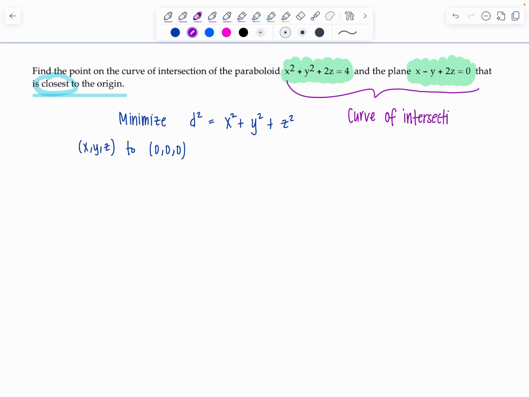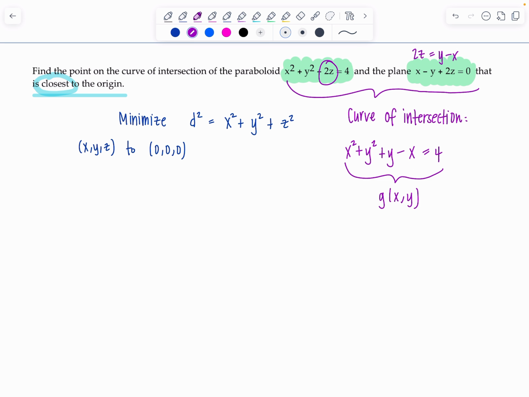I'm going to solve for 2z in one of the equations and substitute it into the other. So notice here, 2z equals y minus x. I'm going to plug that in here so that my curve of intersection is x squared plus y minus x is 4. Now this curve of intersection combines both constraints, and it also reduced the number of variables to just two. So I could call this g of x, y.